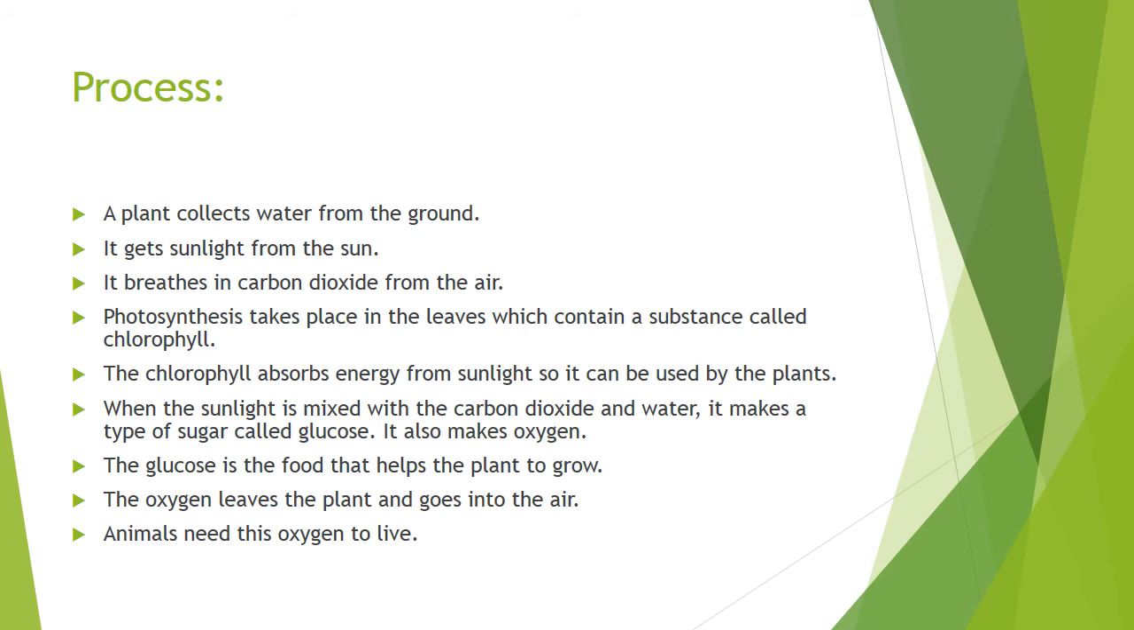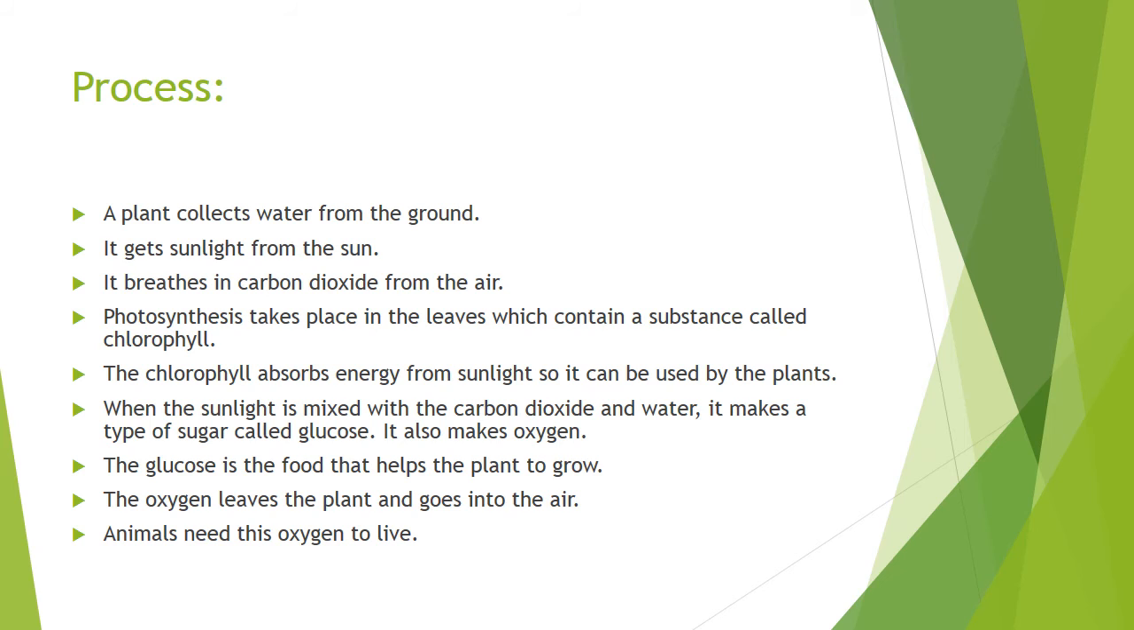A plant collects water from the ground. From where does the plant collect water? From the ground. It gets sunlight from the sun, as I have told you. सनलाइट वो कहाँ से लेता है? From the sun. It breathes in carbon dioxide from the air. अब एयर में कार्बन डाइऑक्साइड प्रेजेंट होती है, वो कैसे? As you people know that animals, human beings, they take in oxygen and breathe out carbon dioxide. अब वो कार्बन डाइऑक्साइड जो है, that is taken in by the plants.